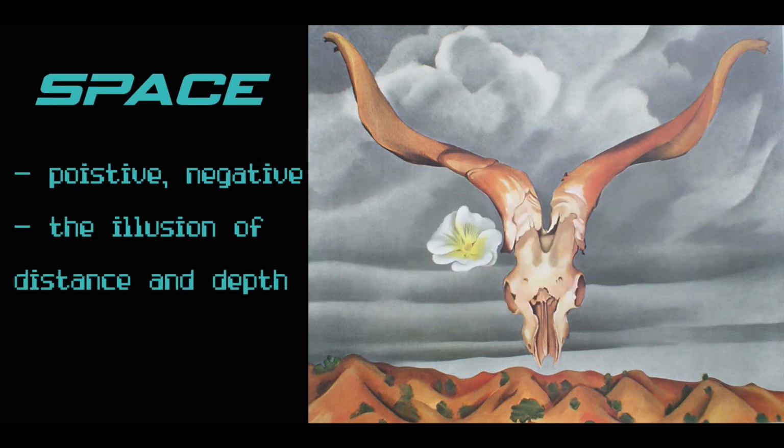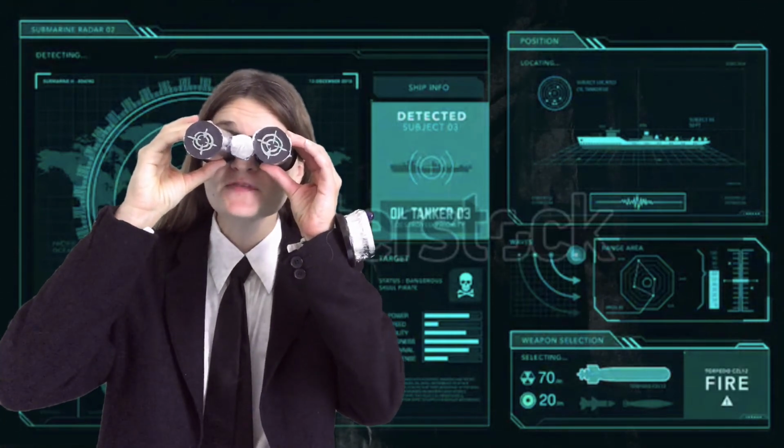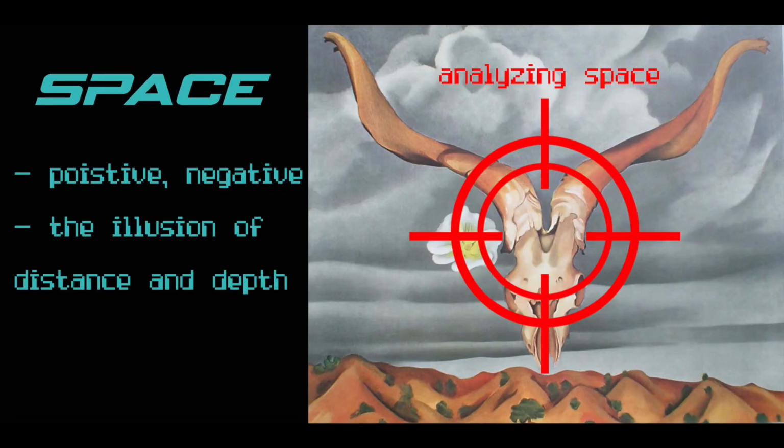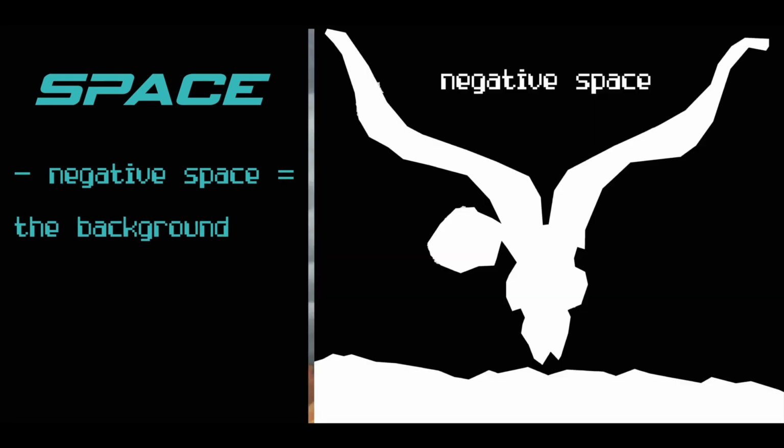The last element that we're looking for is space. So we're looking for either examples of positive or negative space, or the illusion of distance and depth within the artwork. Let's use my space identifying binoculars to see if we can see the different types of examples of space within the artwork. Let's switch it into positive-negative space mode. If we look, the positive space is the skull and the mountains. That's because they are both the focal point of the artwork, whereas the space around the skull and mountains, the sky, would be considered to be the negative space because it is the background of the image.